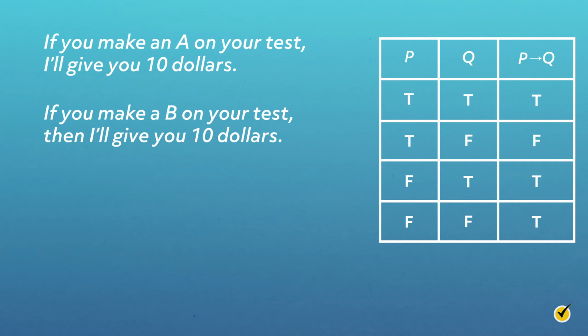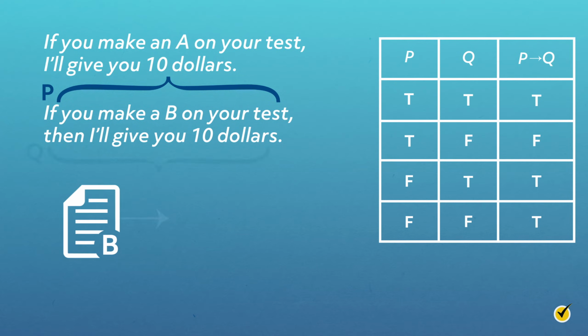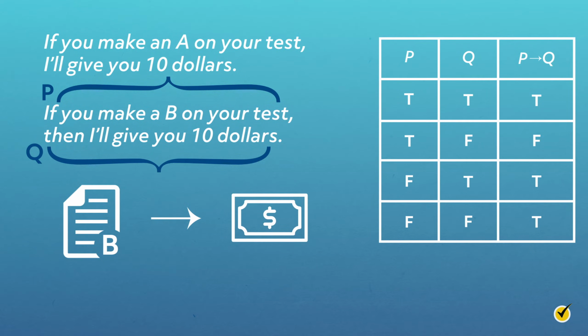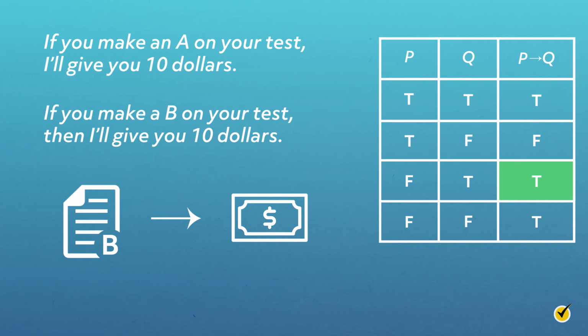These next two rows are where it gets a little bit tricky. What if you make a B on your test? P is false, and I give you $10, Q is true. Is if P, then Q true? It may not seem like it, but it is true. I didn't lie to you by giving you $10, even though you didn't make an A, because I didn't tell you what I would do if you made a B. The same logic follows for the next statement.